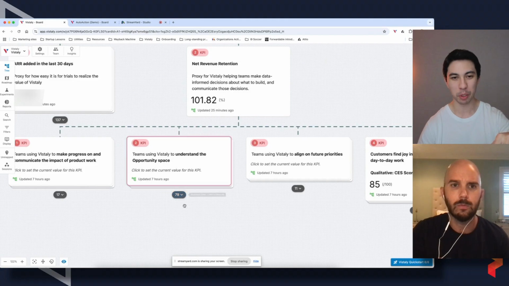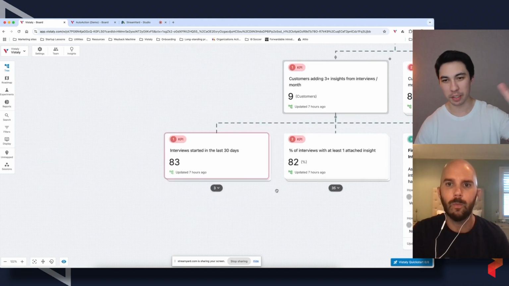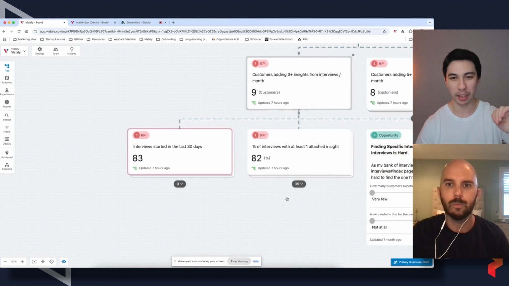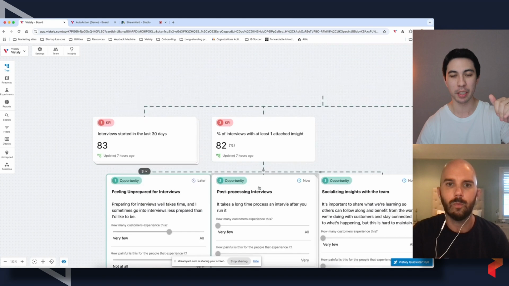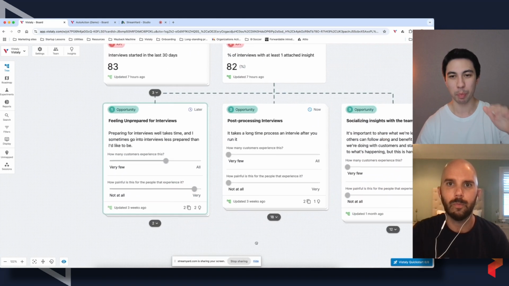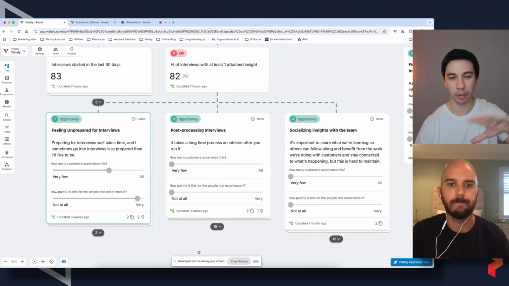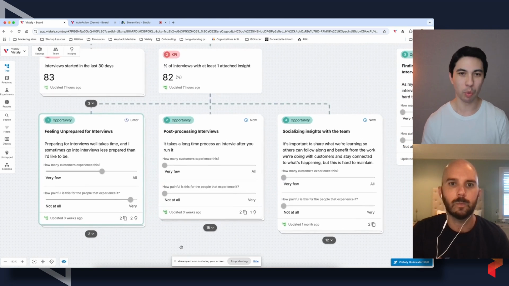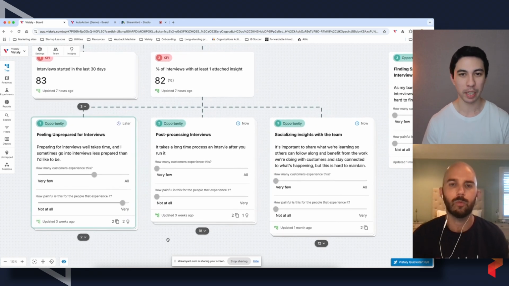Actually, just one last one. Expand it. Go down to the opportunity space that you had up before. Yeah, so obviously this is now going multiple layers down. We keep mapping, keep going down, and then you can start to add opportunities to it. And I really like this way of visualizing, where we're linking those opportunities back to key drivers.